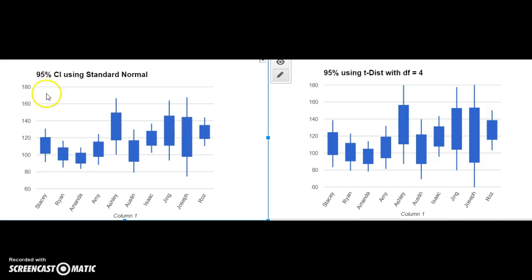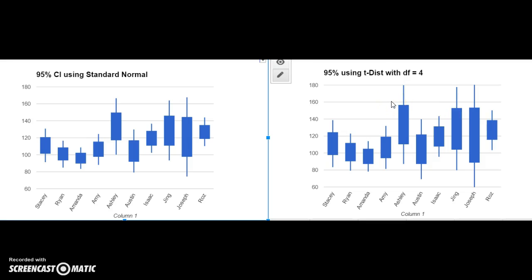Look at Stacy's here. Her 95% confidence interval using the standard normal went from a little above 90 to a little above 130. When we actually use the T-distribution, which is technically the correct one to use here, her confidence interval now goes from a little above 80 to almost 140. And you can see that stretched effect. Notice that the axes are the same, so I'm not creating an effect by increasing the units here on the axes. In fact, some of these, Ashley's, Jing, and Joseph's went, well, I guess Ashley and Joseph's went off the chart here, were even above 180.